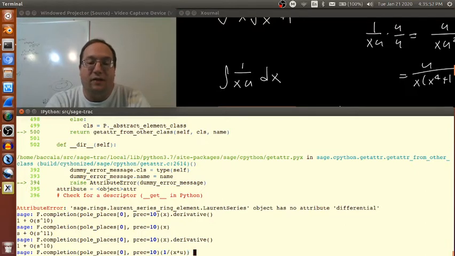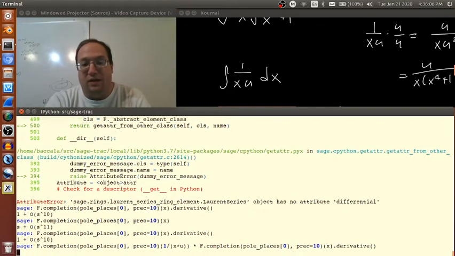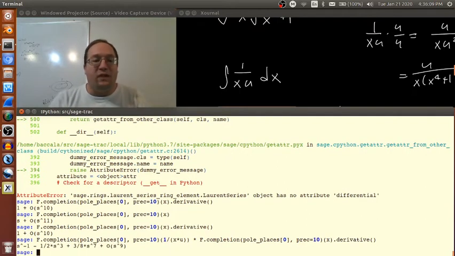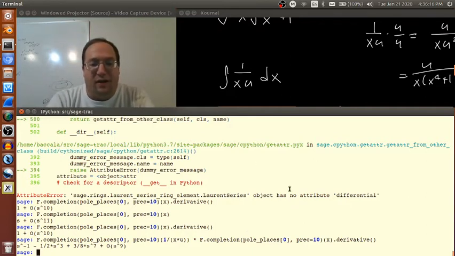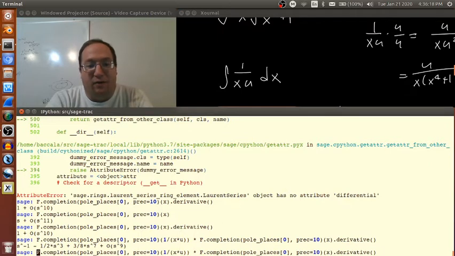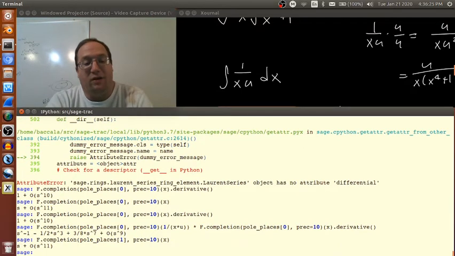In general, what I'd want to do here is multiply this by F completion, pole places 0, precision 10 of x, and then take its derivative. That would give me the series expansion of the differential, and not just the integrand here. But like I say, in this case it doesn't even matter, because I think the x at this place is a local uniformizing variable, and also with the other one too.